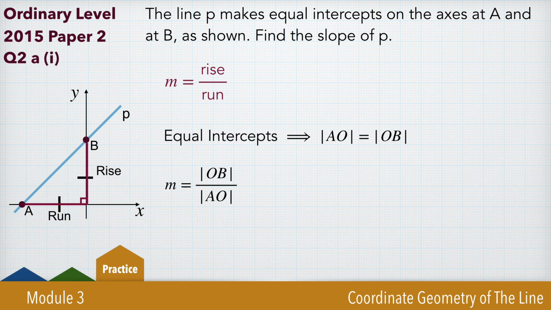When we divide these lengths, we get a result of 1. Therefore, the slope of line P is 1.